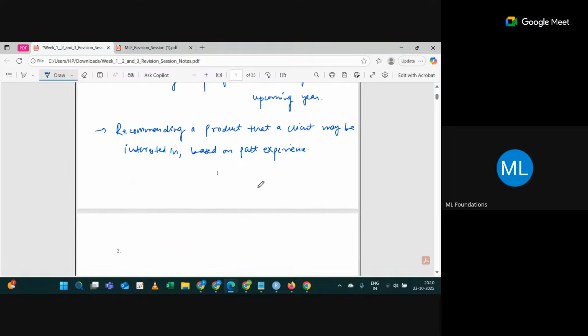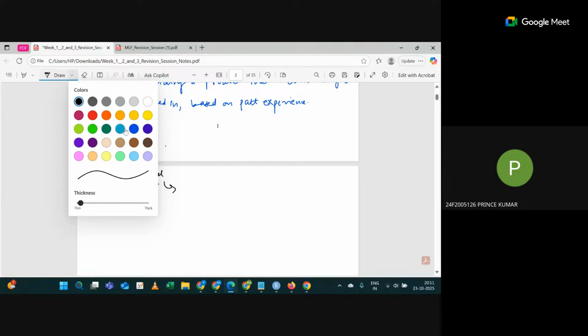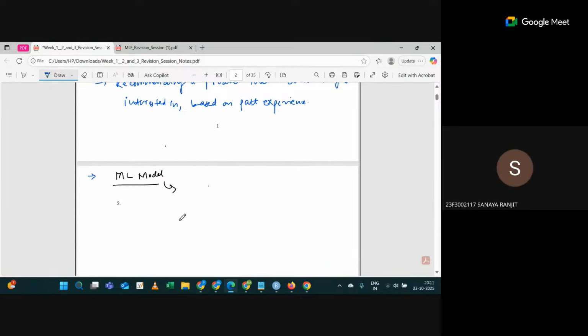So if we move on to the next thing, what are ML models? Hello, anyone, if you want to say? Mathematical representation of data. Representation of regression, classification. Yeah, those are the methods. So I'm asking, what does a model actually do? Probabilistic, supervised and unsupervised. Mathematical representation of data. Okay, correct.